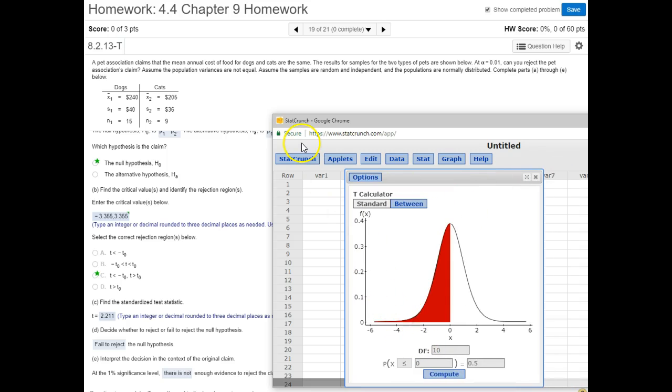So the degrees of freedom is n minus 1, or sorry, it's the min of the two sample sizes, so it's the min of the sample size, minus 1. So that would be that one, smaller sample size, 9. And so that would be 8 degrees of freedom.